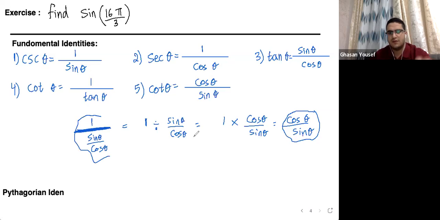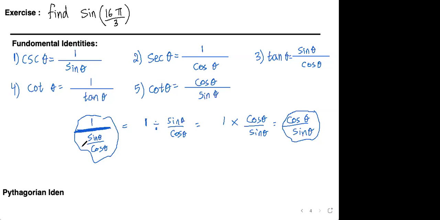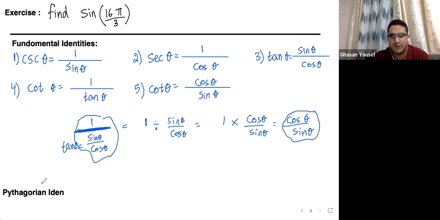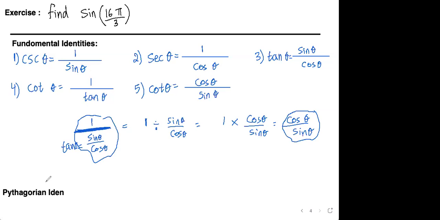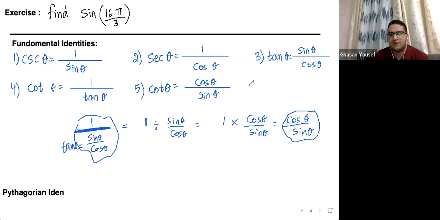Okay? Sine over cosine is the tan. Clear? So that's why the second cotan is cosine over sine, the reciprocal of the tan.